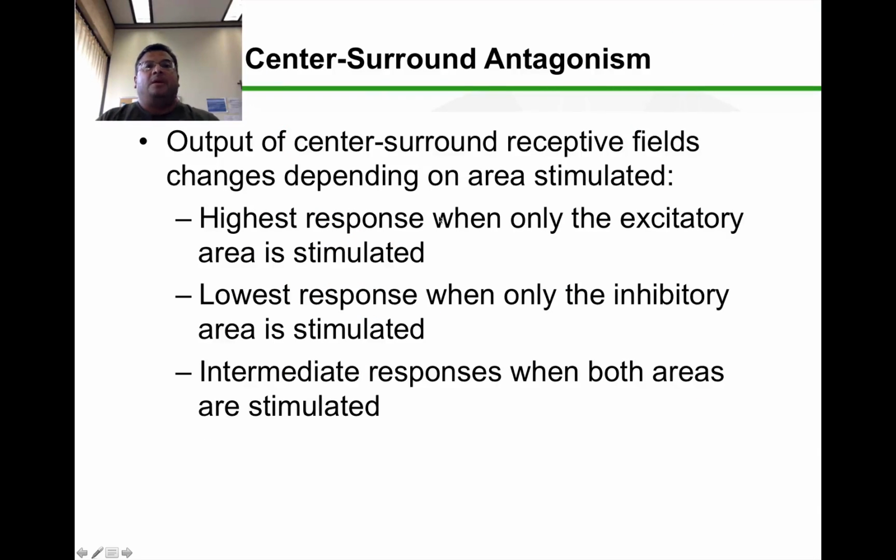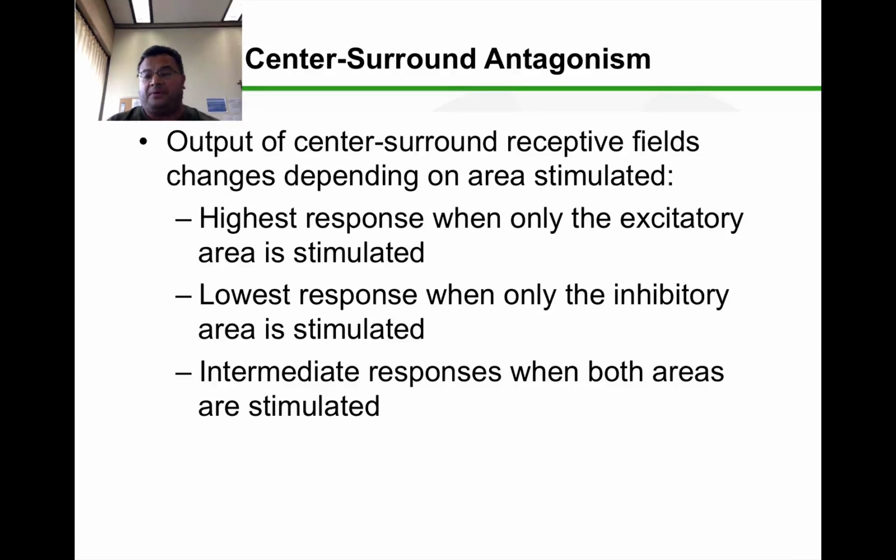Okay. So the output of the center surround receptive fields changes depending on which area is stimulated, just like I just showed you. The highest response comes only when the excitatory area is stimulated. So in the one that has the positive center, if the center gets stimulated, you get the highest response. The lowest rate is only when the inhibitory parts are stimulated. So again, if you go back to the one with the high center and inhibitory surround, if I shine a light or touch the inhibitory area, it won't fire, right? It'll be inhibited, right?